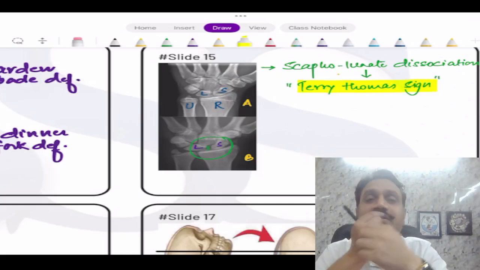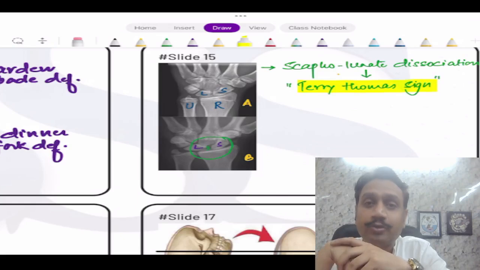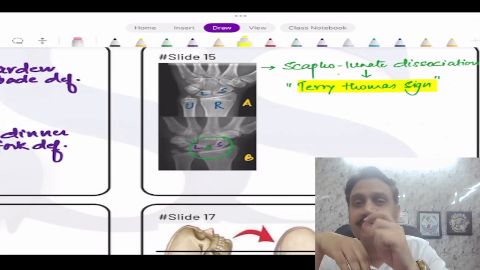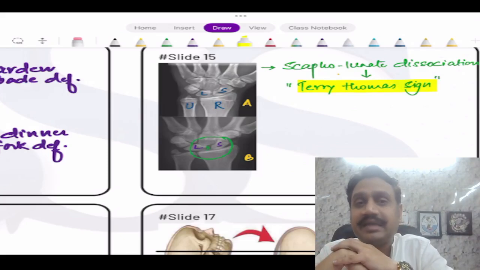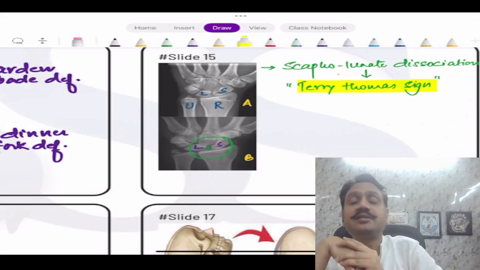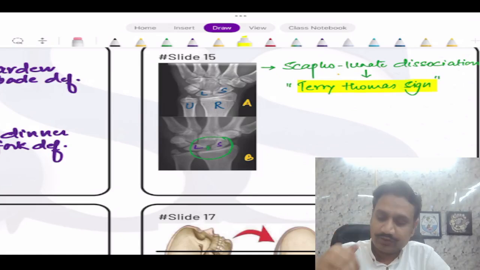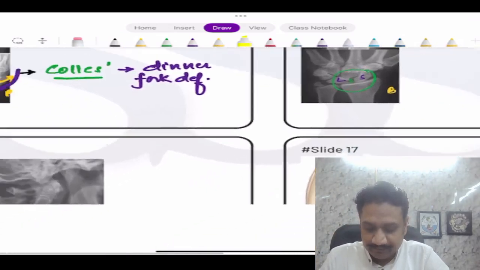The people who have got the gap between the front two teeth, that is what Terry Thomas had. And Terry Thomas was an English comedian, a UK based comedian. The gap between his two teeth was called by his name, right? So when the scaphoid and lunate are going away from each other, it is called the Terry Thomas sign. Scapholunate dissociation. Please remember that.